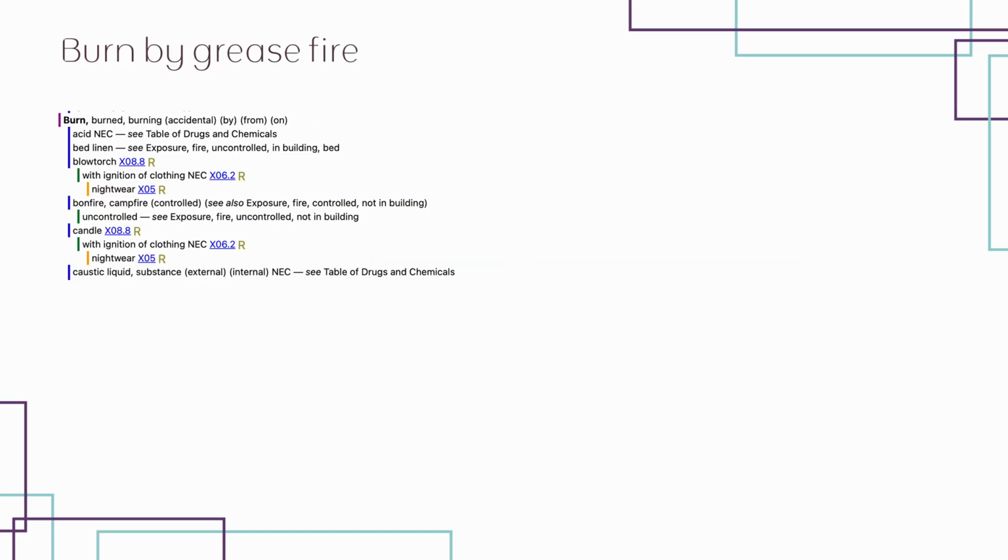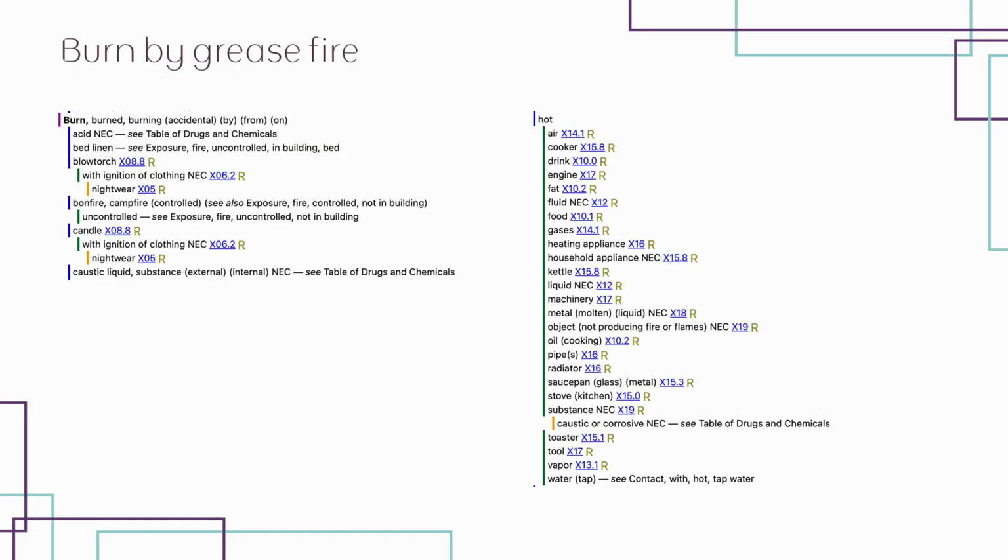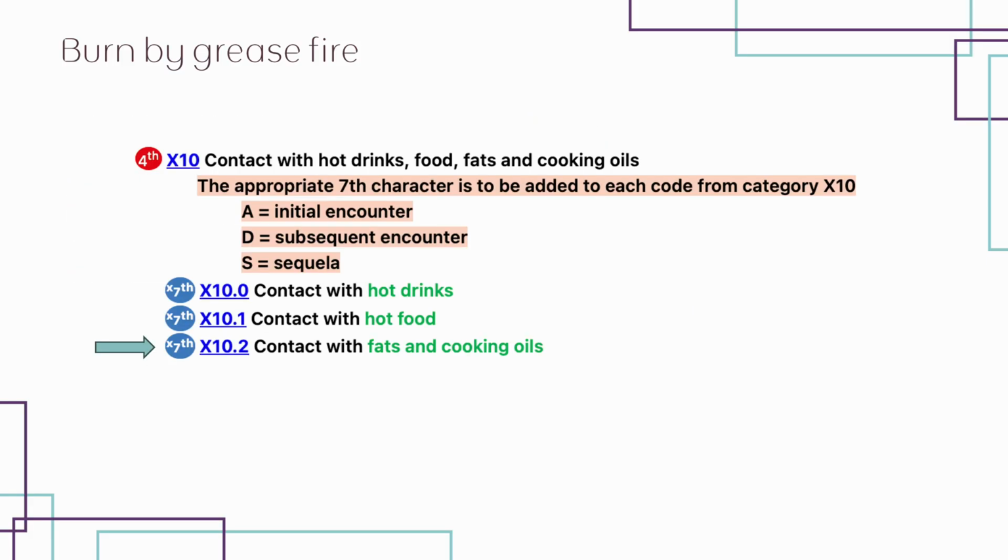After locating burn in the external cause index, you'll want to locate the subentry for hot. Underneath hot, then you should find the subentry for oil. This gives us code X10.2. Now, let's go to the tabular to verify and expand. Code X10.2 is for contact with fats and cooking oils. Since this was a grease fire in a kitchen, then this would be appropriate.